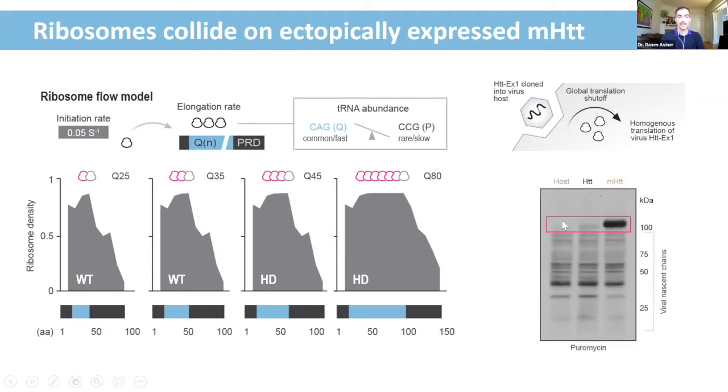Indeed, expression of mutant but not wild-type Huntington generated a clearly defined puromycylated band indicative of ribosome stacking and collisions. But is this true for endogenous Huntington?